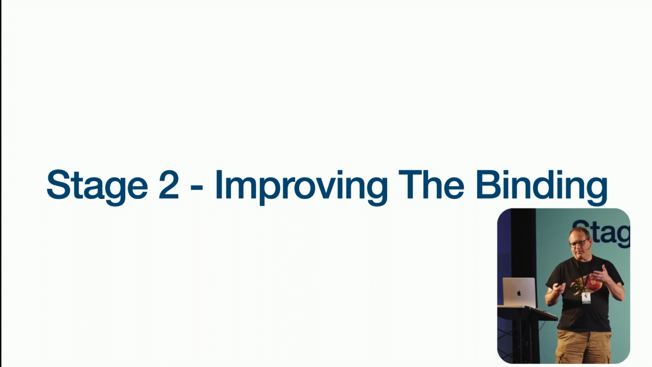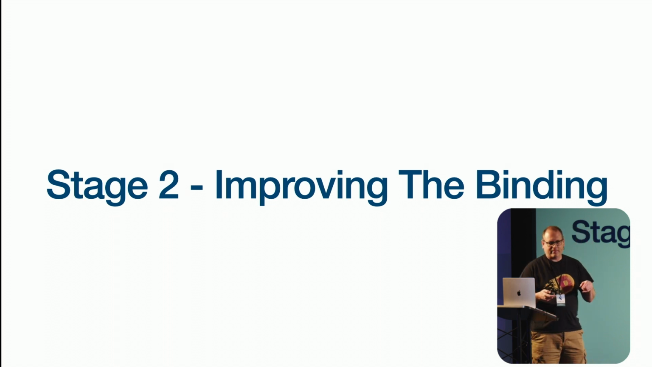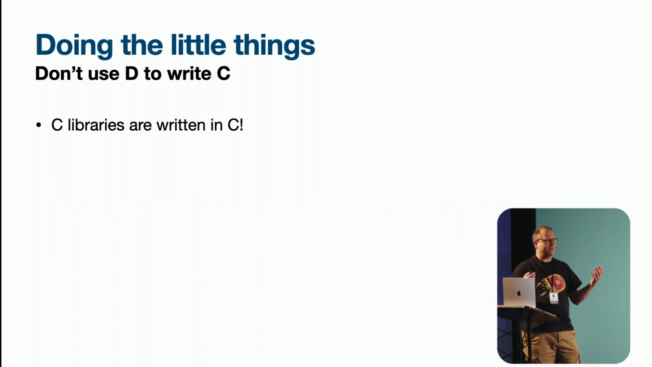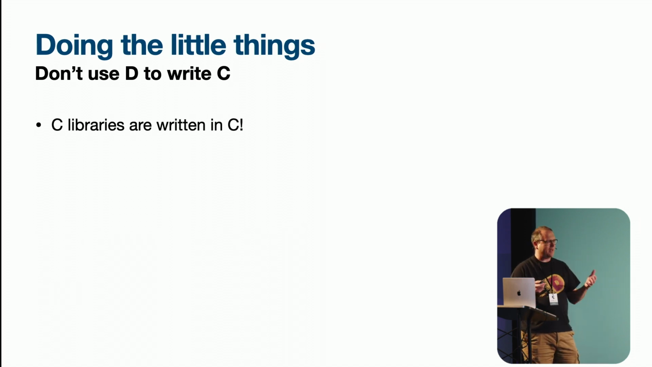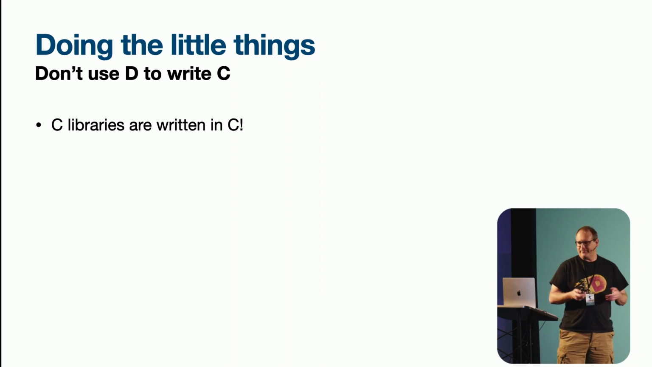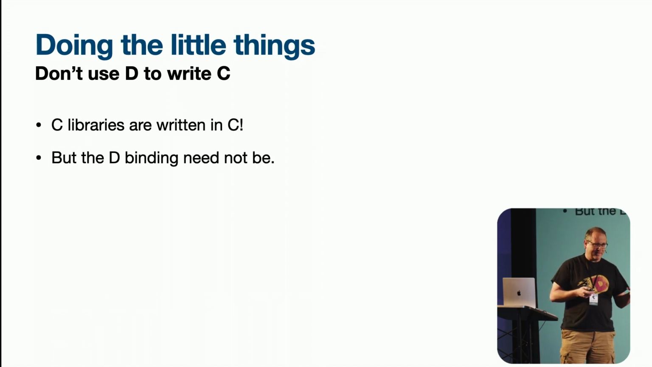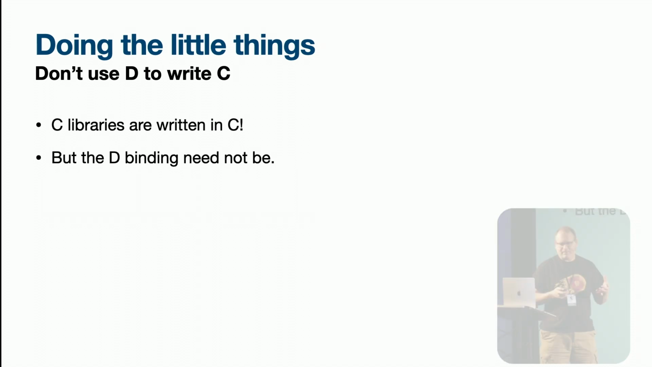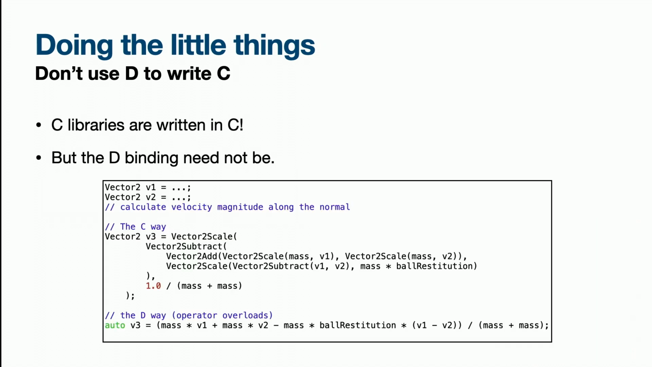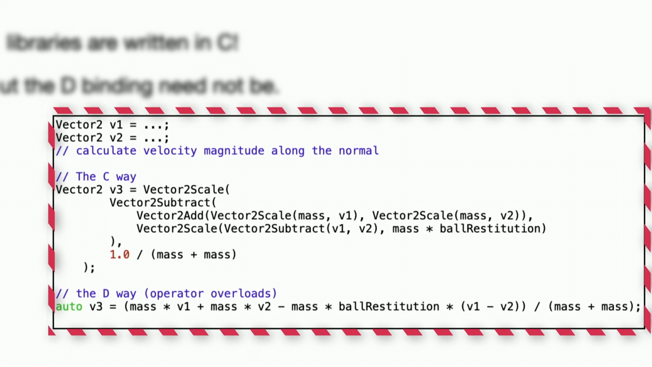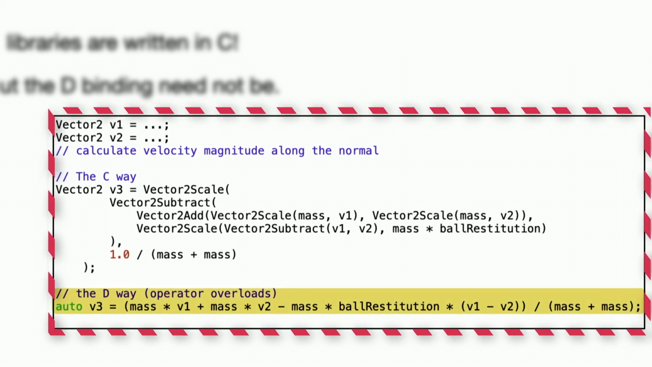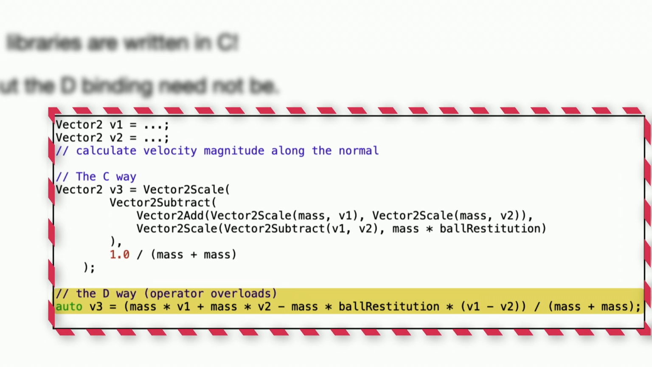Now, this isn't something specifically I did. It was in the binding originally, but we don't want to use D to write C, right? C libraries are written in C, as we all know, but the D binding doesn't have to be, right? So let's compare these two things. This is an actual line from my pinball game that I was making. This is the actual line in my code at the bottom, right?